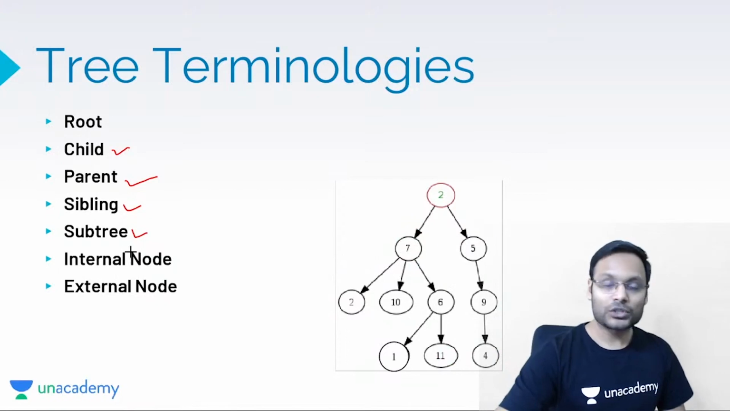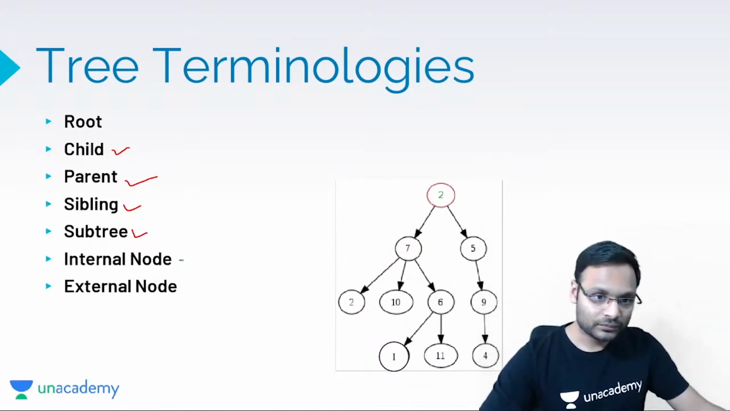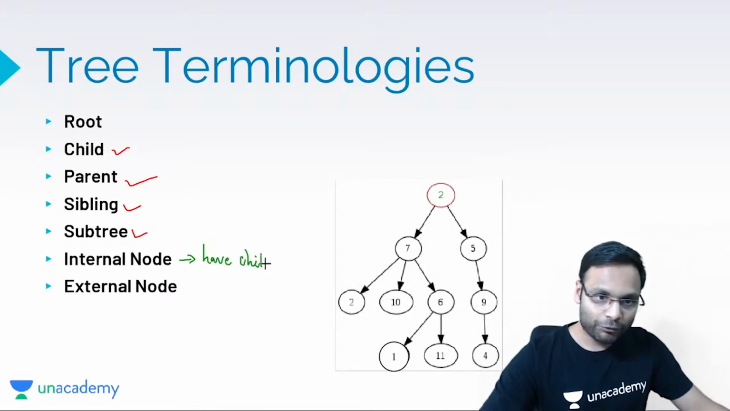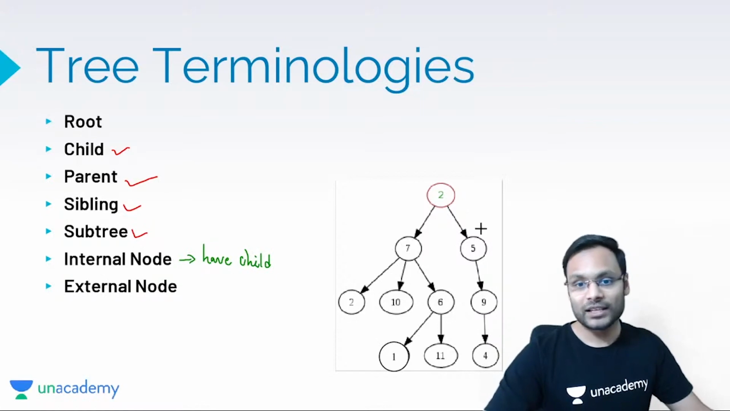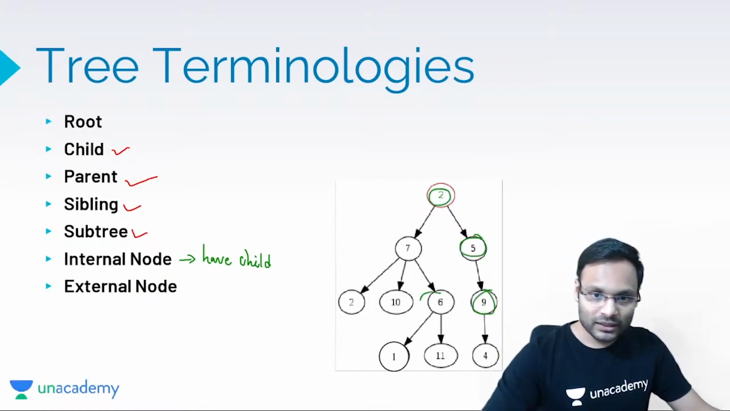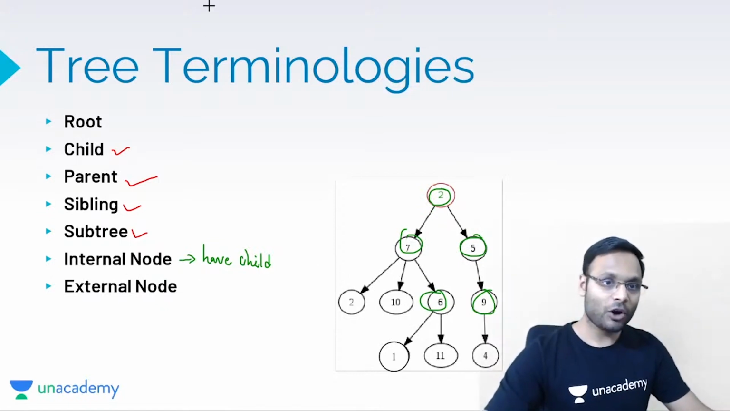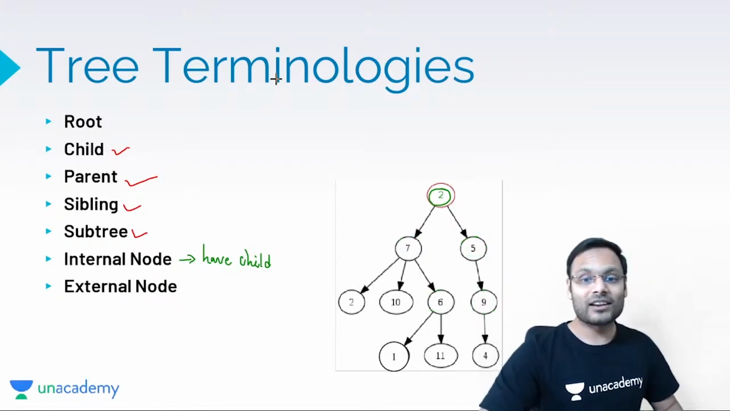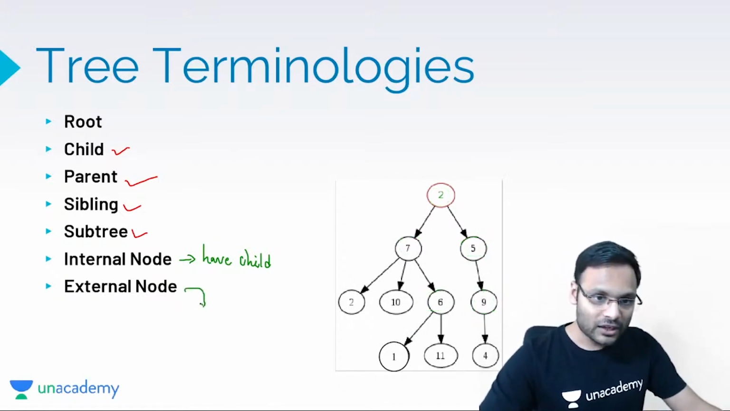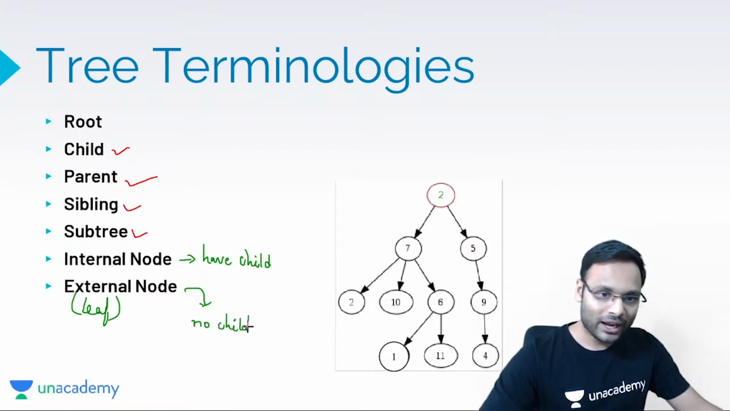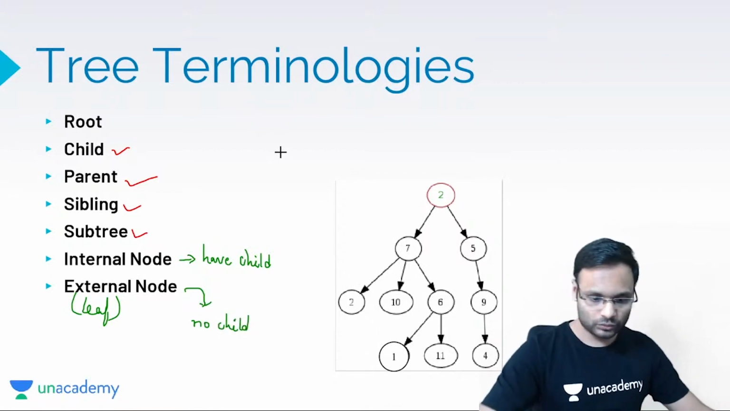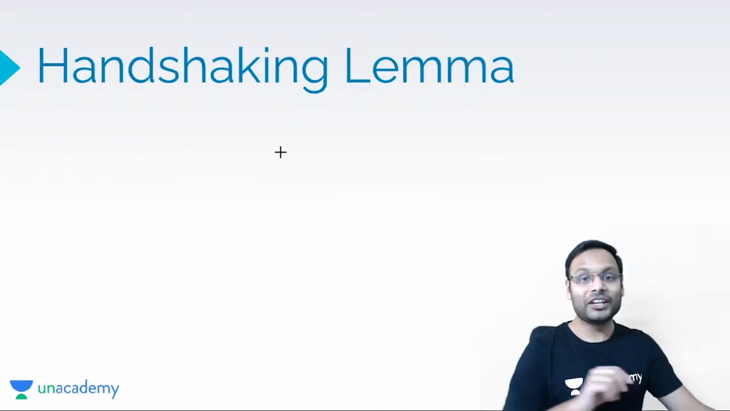Then we have internal nodes. Internal nodes means nodes with children, the nodes which have child. If at least one child is present, that is internal node. Like this. These all are having children. Remaining nodes, if not having children, then what are these called? External or leaf nodes. The external nodes or leaf nodes do not have any child, no child. So a node can either have children or cannot have any child. Right? Understood?